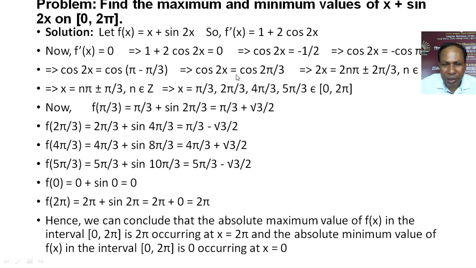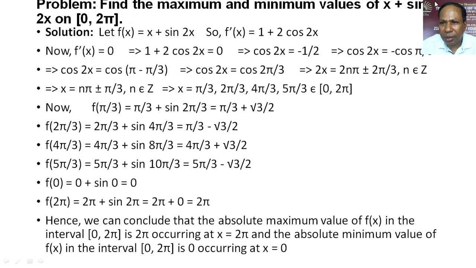That means cos x is equal to cos y, and we know x is equal to 2nπ ± y for all n belonging to the set of integers. Now here we find that cos 2x is equal to cos 2π/3. By applying the general solution formula, 2x becomes 2nπ ± 2π/3. On simplification we get x is equal to π/3, 2π/3, 4π/3, and 5π/3. There could be an infinite number of values, but only these values belong to the closed interval 0 to 2π.